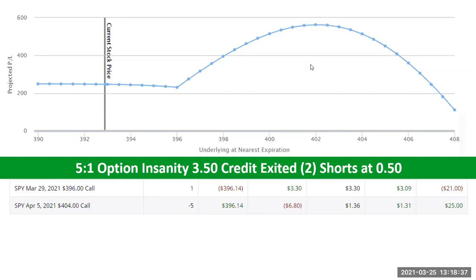In fact, if I wanted to, I could add an entirely new Option Insanity 5-to-1 trade, and we may take a look at those in a minute. Okay, so let's take a look at, shoot, I meant to put this one in there. Hang on one second. Let's see if I can find that. Here we go. So that's not the one. There it is.